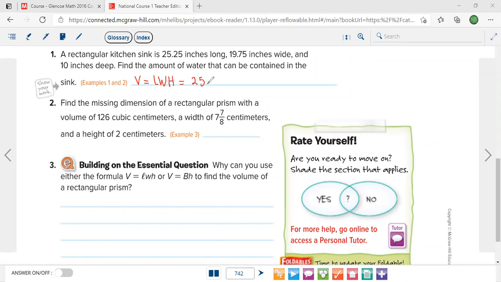So this is 25.25 multiplied by 19.75 multiplied by 10. So let's do this multiplication. 25.25 multiplied by 19.75. 5 times 5 is 25, carry 2. 5 multiplied by 2 is 10 and 2, 12.